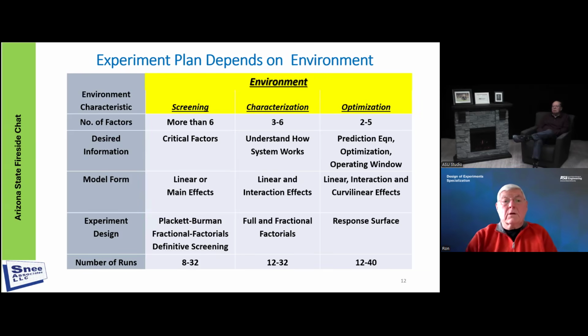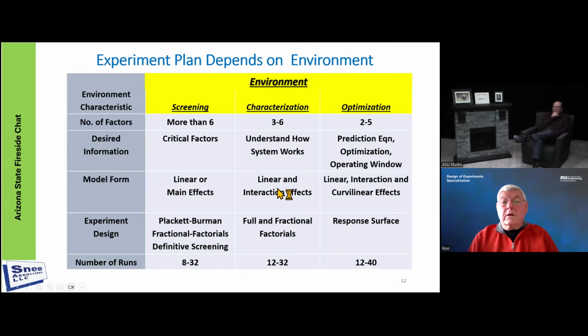But that's not important. The way to think about this is whenever you have more than 6 variables, you begin by screening first. You're looking for critical factors, factors which have big effects. The model that you're using is a linear or main effects model. The candidate experimental designs are the Plackett-Burman, fractional factorials, and the definitive screening. And typically in the screening phase, you're going to run 8 to 32 runs.